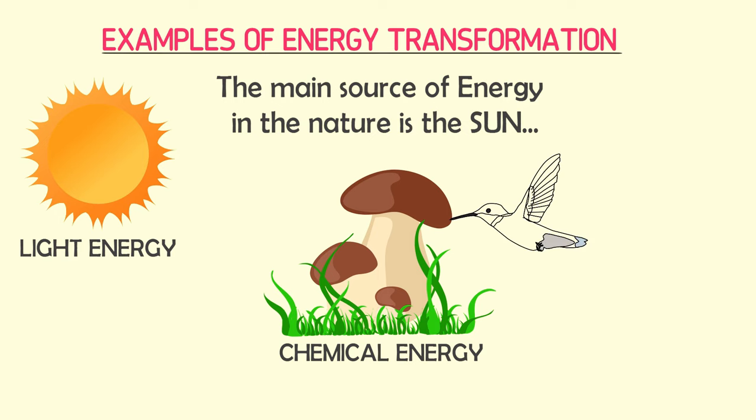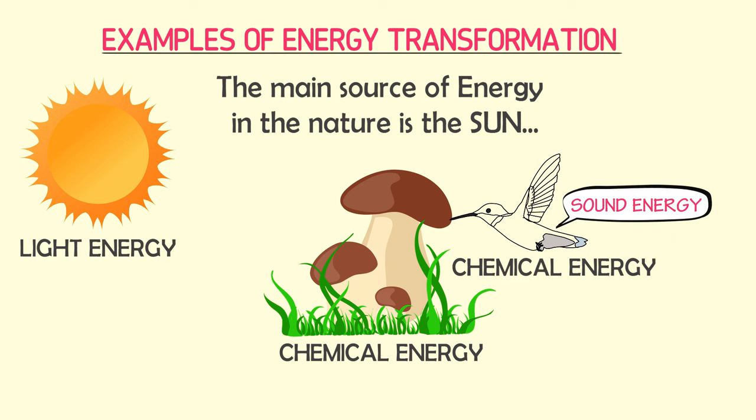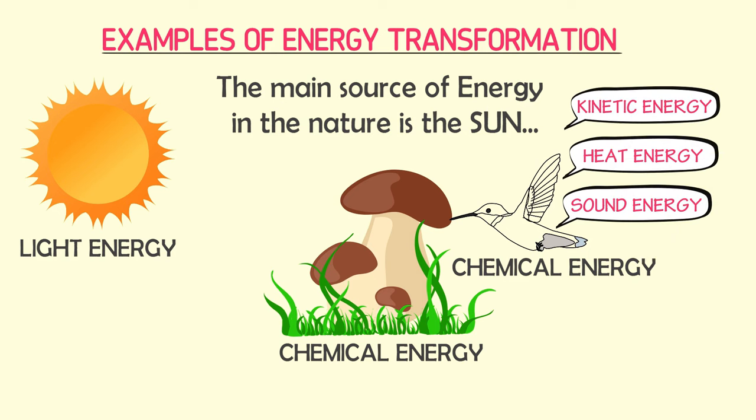When animals eat plants, they digest plants and as a result, animals get the chemical energy of the plants and then animals transfer this chemical energy into other useful forms of energy like sound energy, heat energy, kinetic energy, etc.